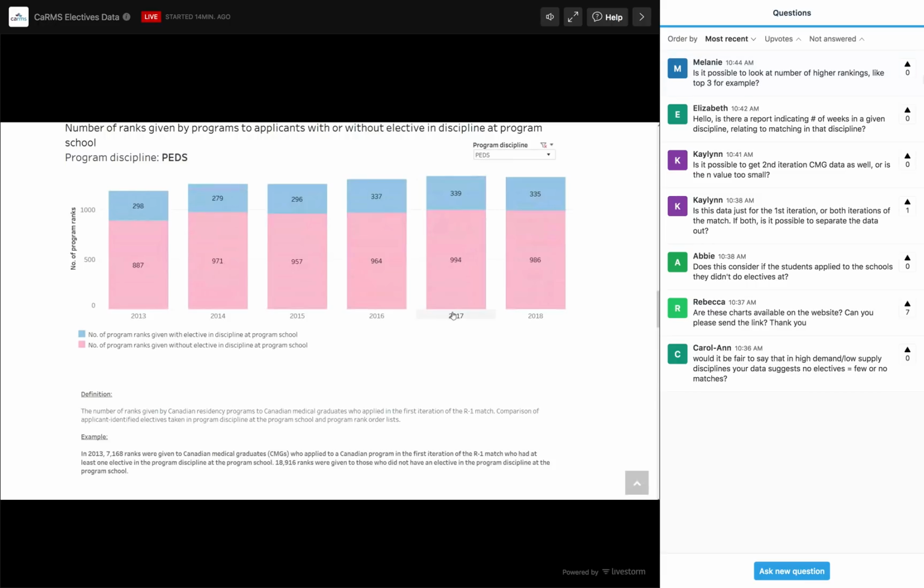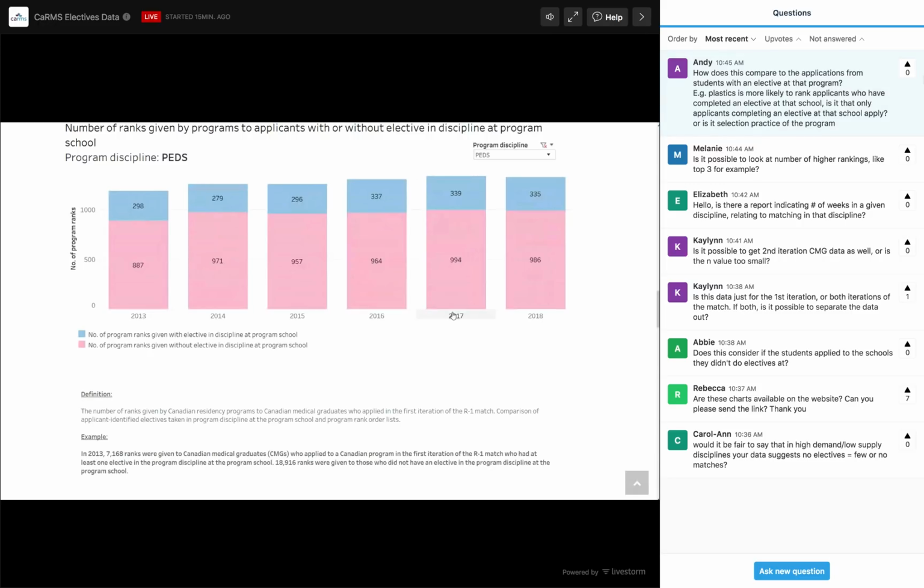And Melanie is asking, is it possible to look at number of higher rankings, like top 3, for example? It's possible, but I have to understand exactly what the question is. So perhaps, Melanie, if you can give us a really good articulation of what the question is, we'll see what we can do about that in a future view of electives.